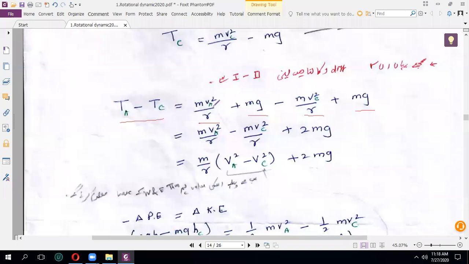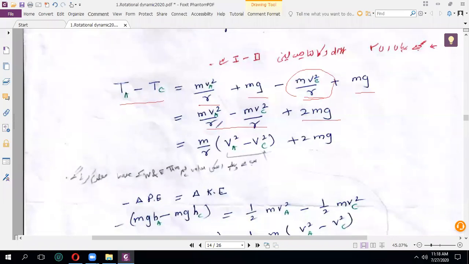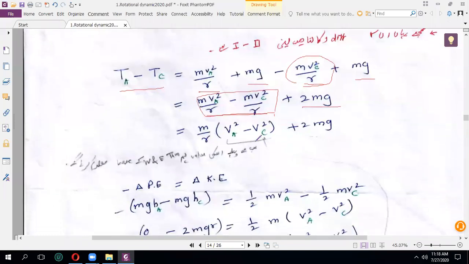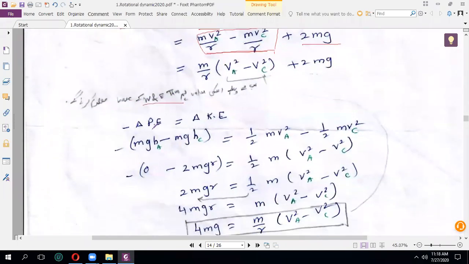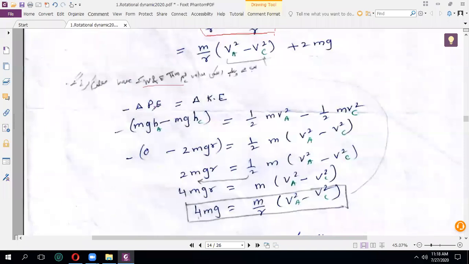Take mv square A upon R and mv square C together as a pair. Now plus mg becomes 2mg. Next, m upon R is common in these two terms, so take m upon R common. What we get is v square A minus v square C plus 2mg. Stop here. We know the formula of the work-energy theorem. What is the formula of the work-energy theorem? Minus delta P.E. is equal to delta K.E.